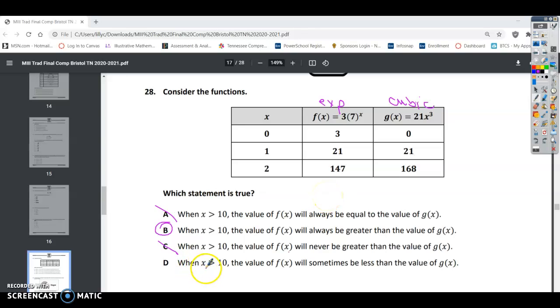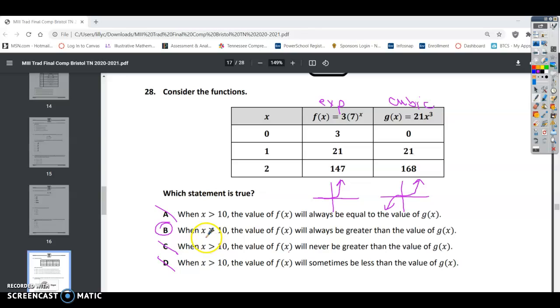All right, when x is greater than 10, y will sometimes be less than g of x. So exponential growth, again, is going to look like this, and it's going to grow very quickly. A cubic function is going to have some kind of form like this. It is growing on this side, but it's not going to grow as quickly as an exponential. So it will not be less than that at some point.